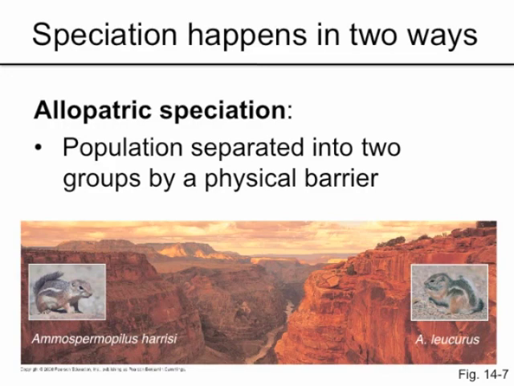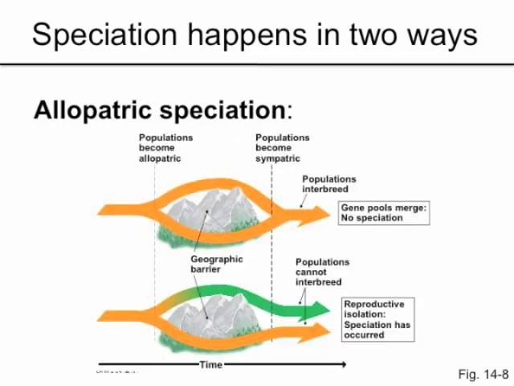So they've separated pretty dramatically, and you now have one species on one side of the canyon and a different species on the other side of the canyon. Okay, so allopatric speciation, again, is when populations are separated by a geographic barrier. So here's an example of two possible outcomes of geographic separation.